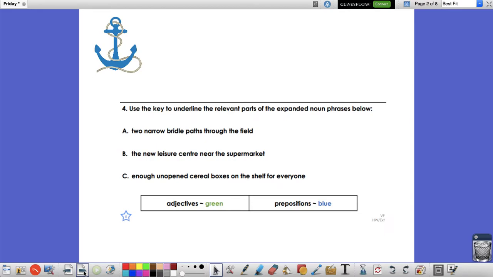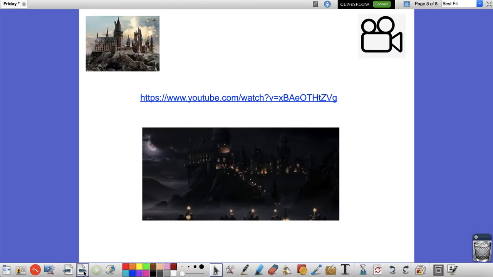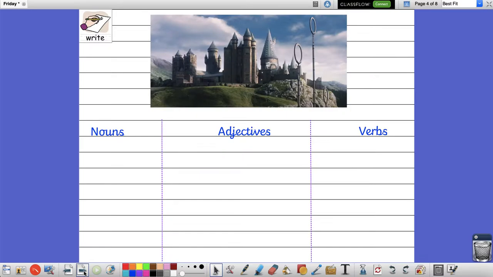Okay, so moving on for today then. Today your task is you are going to be describing the setting of Hogwarts as a whole. So I'd like you to watch the YouTube video which shows what Hogwarts is like. When you are watching the video, I would like you to complete the next challenge, which is to write down as many nouns as you can, as many adjectives, and as many verbs about what you are seeing.